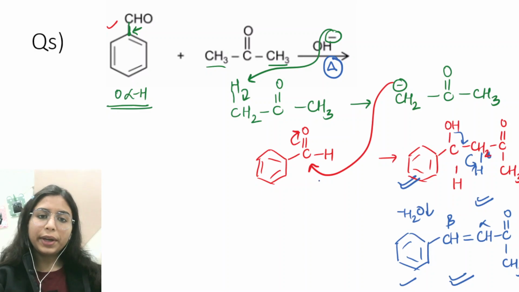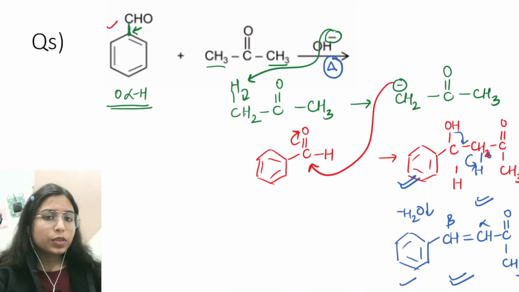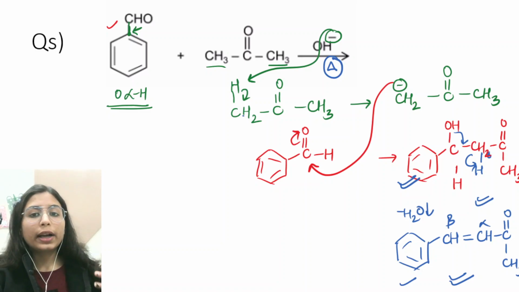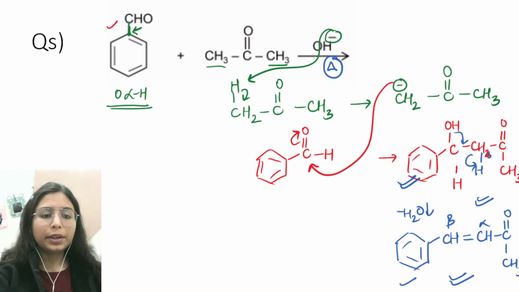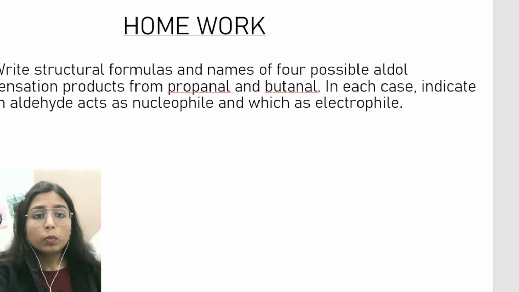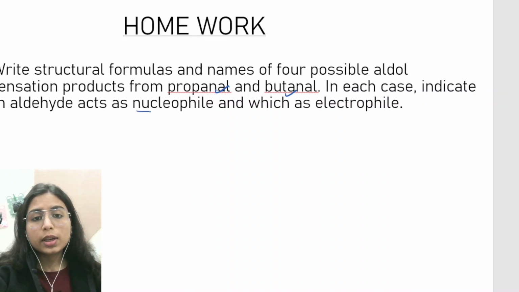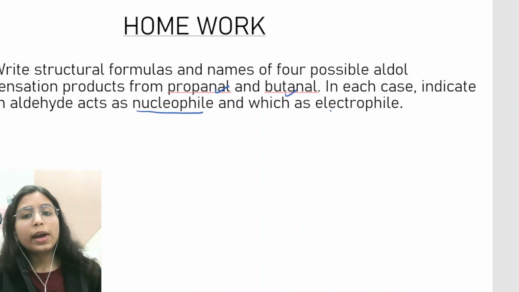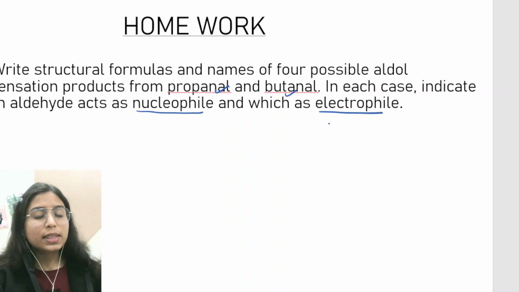Alright. So the prerequisite, you have to keep it in mind: by identifying the kind of substrate you are looking at, and by identifying the kind of reagent that is given, you will do the aldol reaction. Alright. Now there is a homework for you. This is the question, and you have to write all the products that you can make out of the reaction from propanol and butanol. And you have to also state which you are taking as a nucleophile and which one you are taking as an electrophile. So in the next session we'll be discussing this solution.